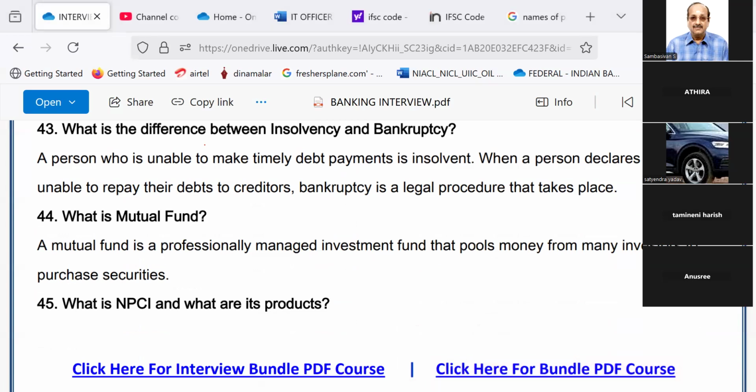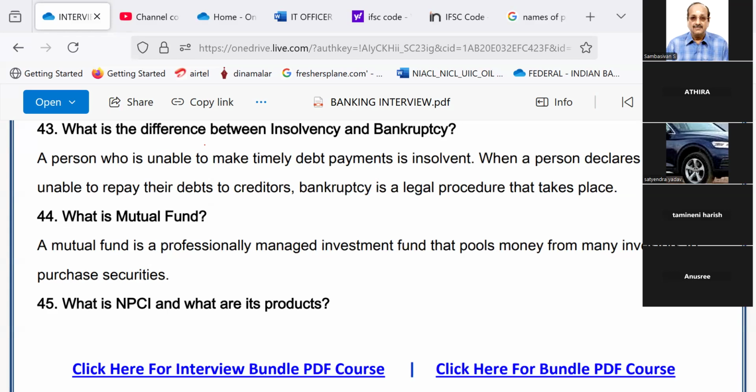Continue. What is the difference between insolvency and bankruptcy? A person who is unable to make timely debt payments is insolvent. When a person declares they are unable to repay their debts to creditors, bankruptcy is a legal procedure that takes place. Continue. What is a mutual fund? A mutual fund is a professionally managed investment fund that pulls money from many investors to purchase securities.